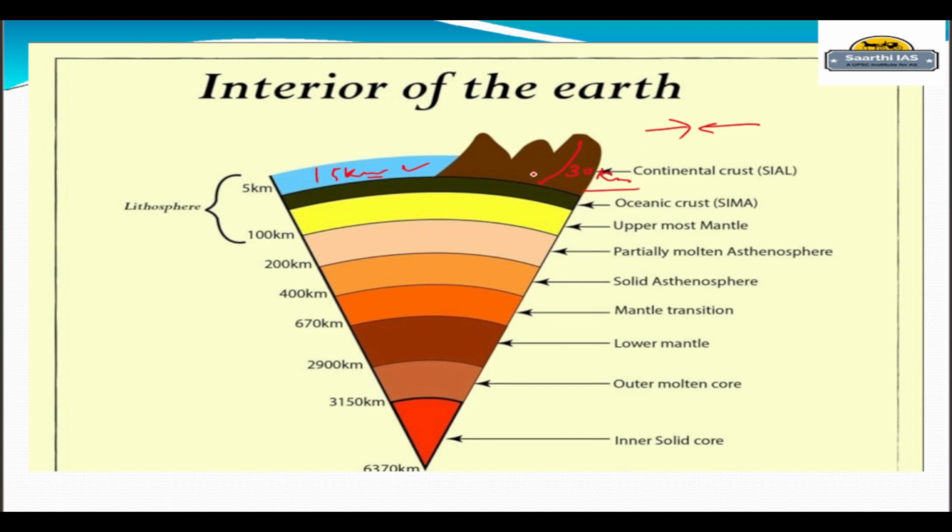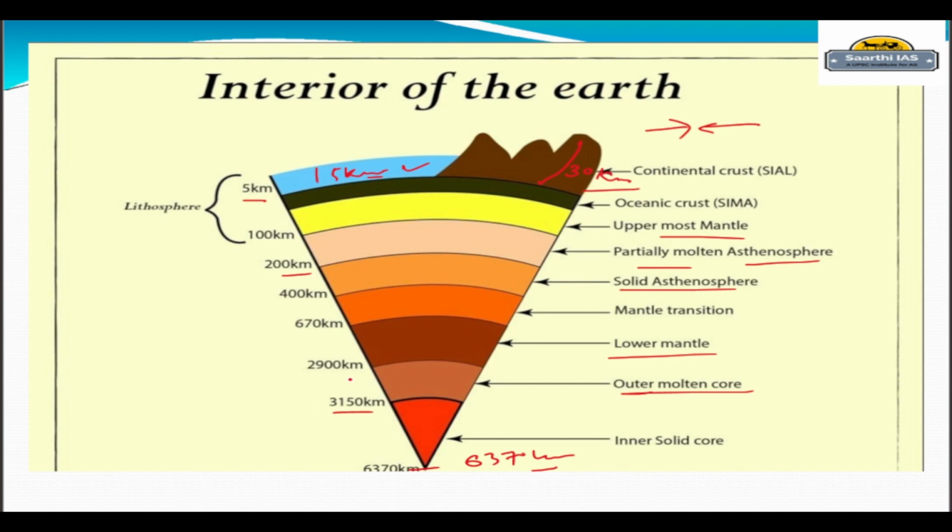So this is about the interior. We are dividing the interior into different layers, that is the crust, the mantle and the core, and varying with the depth, we have different kinds of layers found there. So let us see: at 5 kilometers depth, we have the continental and oceanic crust, and up to 100 kilometers, we have the uppermost mantle. Up to 200 kilometers, we have the partially molten asthenosphere. Up to 400, we have the solid asthenosphere also. At 670 kilometers we have the lower mantle, and the core at the depth of 6370 kilometers, and at 3150 kilometers the outer molten core.